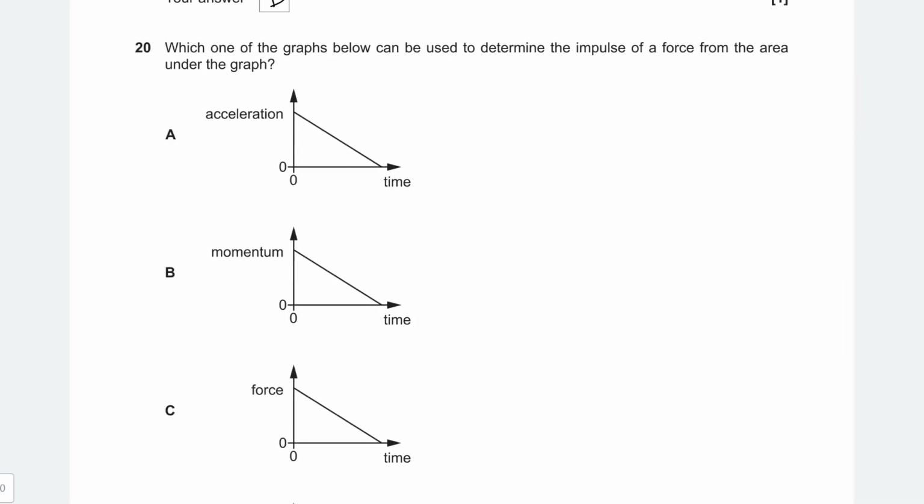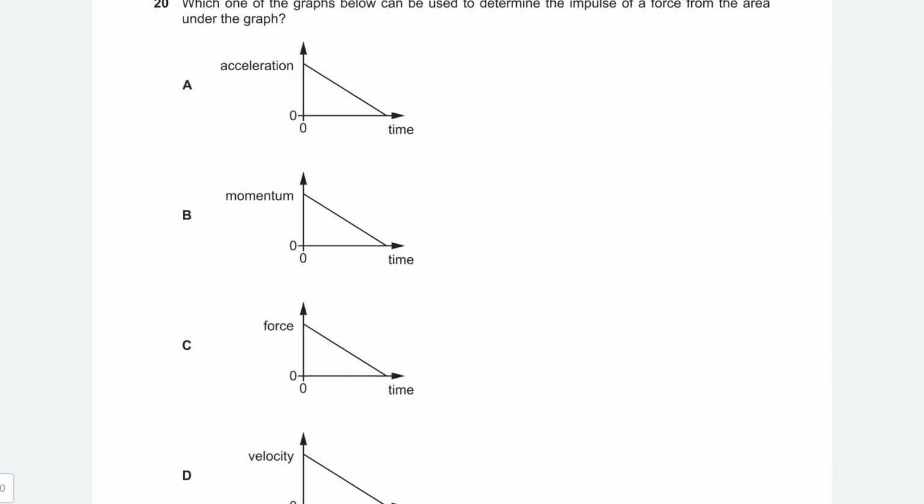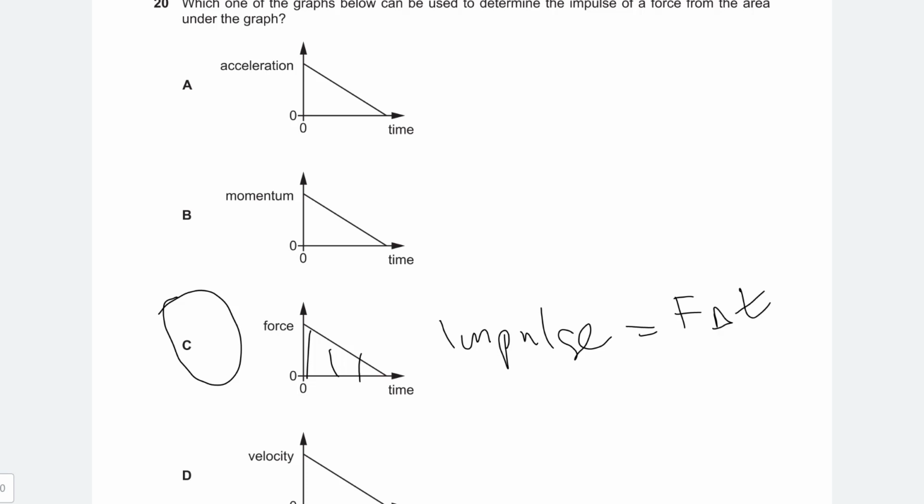Okay, last one. Which one of the graphs below can be used to determine the impulse of a force from the area underneath the graph? Classic question. Anytime you have a force time graph, the area is given by the impulse, because impulse is given by force multiplied by time, or the average force multiplied by the time that it acts.